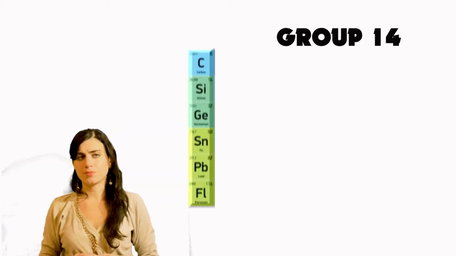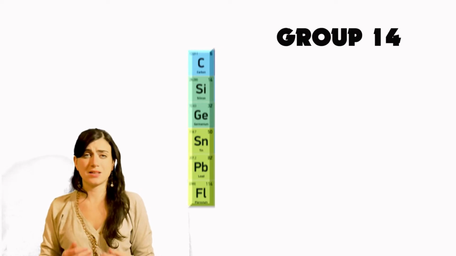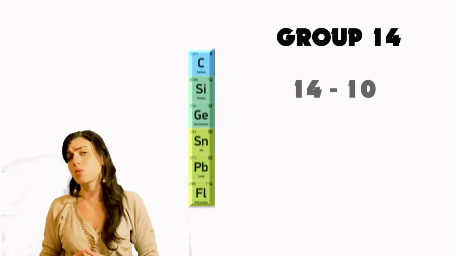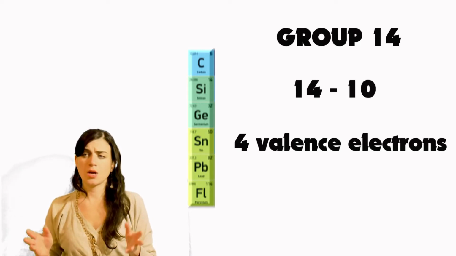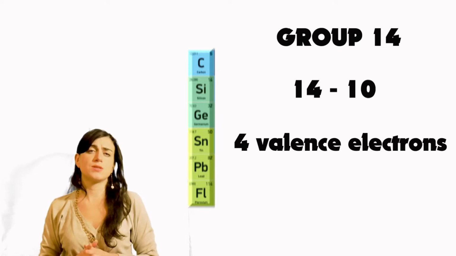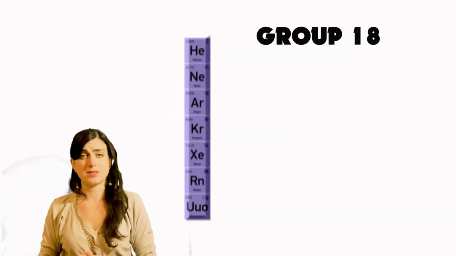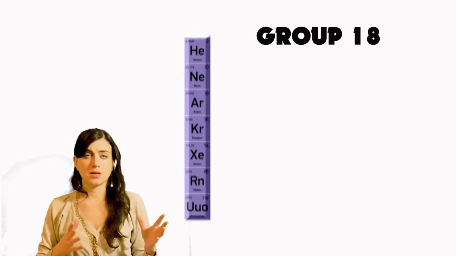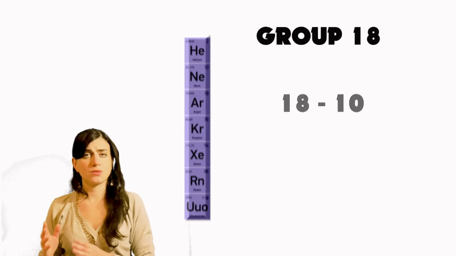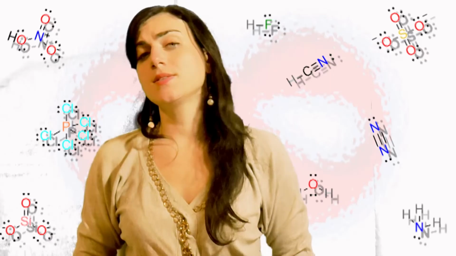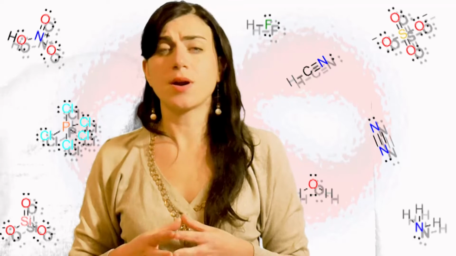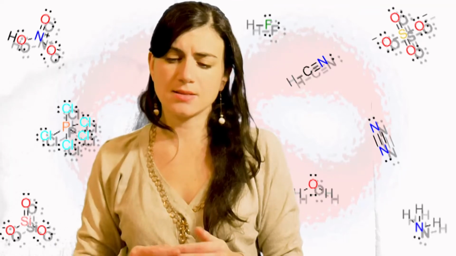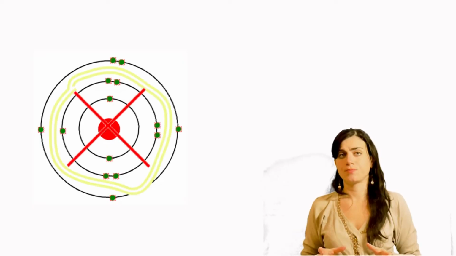For group 14, the number of valence electrons will be 14 minus 10 equals 4, and so on, till the last group, which is the group of noble gases. In this case, the valence electrons will be 18 minus 10 equals 8. These valence electrons represent the number of electrons that each element has in the outer shell of its atom.